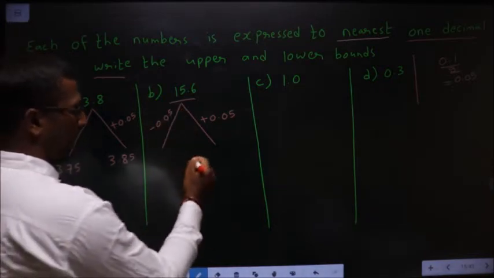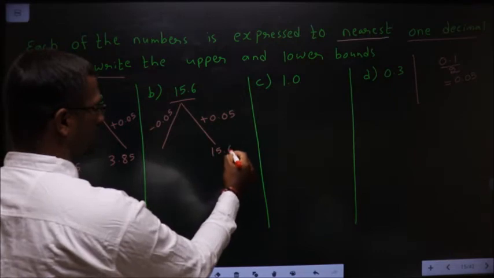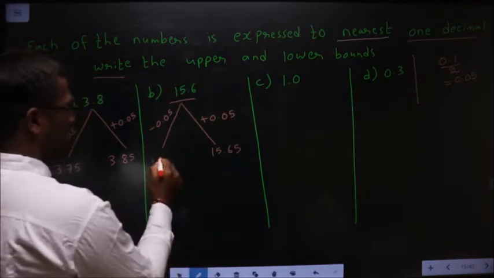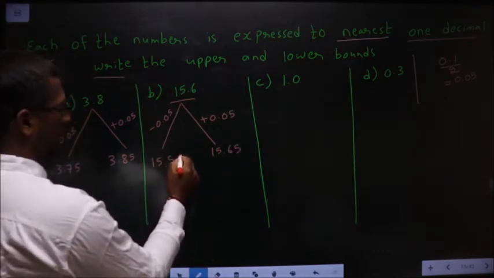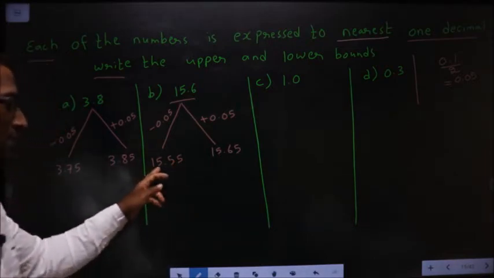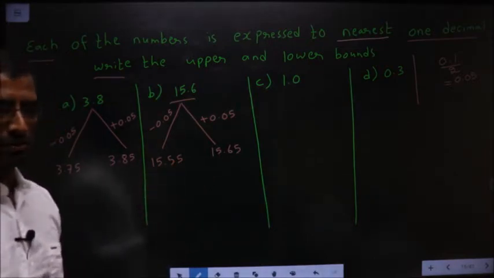Okay. So when I add we get 15.65. When I subtract I get 15.55. So this is the lower bound and this is the upper bound. Okay. Next.